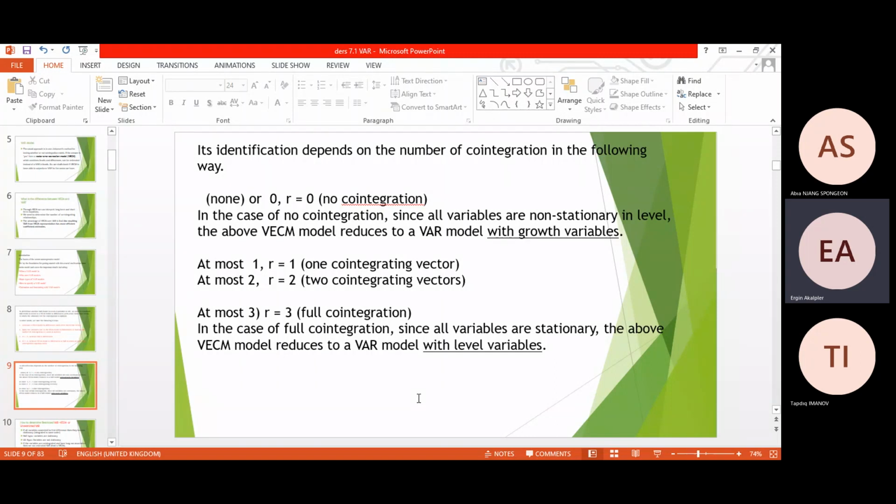At most 2, R equal to 2, then 2 co-integration vectors are supposed to exist, and at most 3, R equal to 3, then full co-integration is supposed to exist. In the case of full co-integration, since all variables are stationary, the above vector error correction model reduces to the VAR model with level variables.